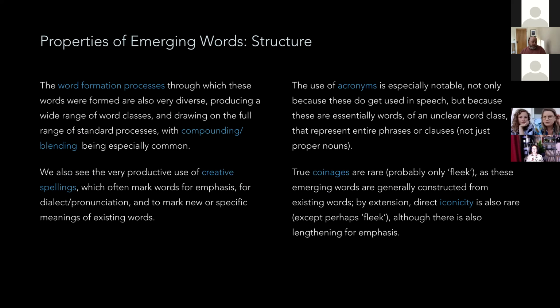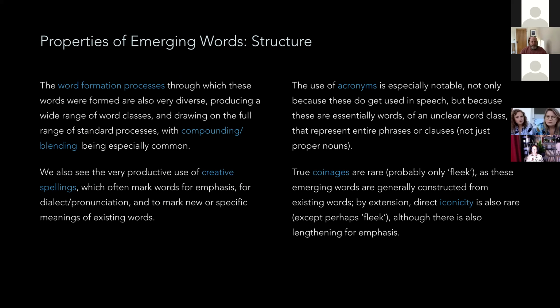Okay, so in terms of the properties of these emerging words, we see it's very diverse. We see compounds really common. We see creative spelling gets used a lot. But the one I really want to focus in on is acronyms. I think it's really interesting, because, and I've only thought about this as I was preparing these slides, what word class are these?